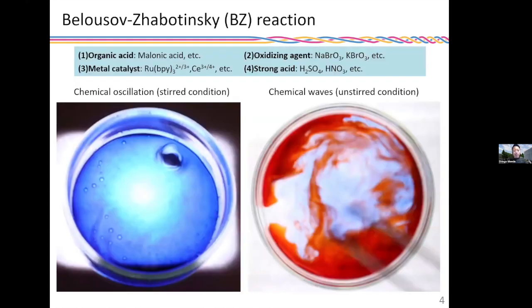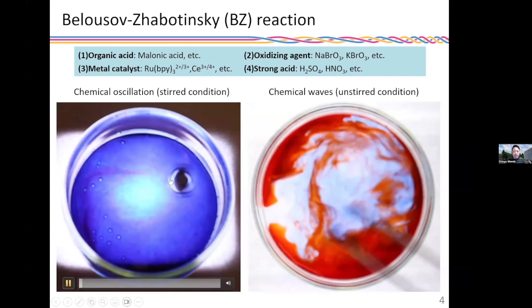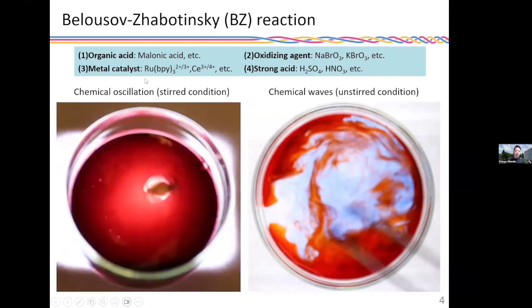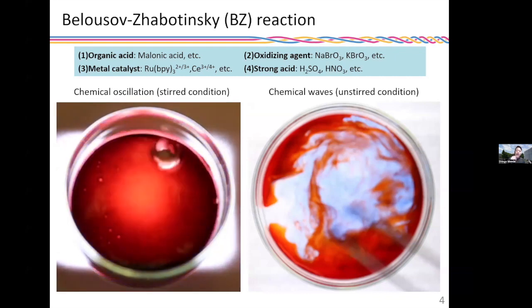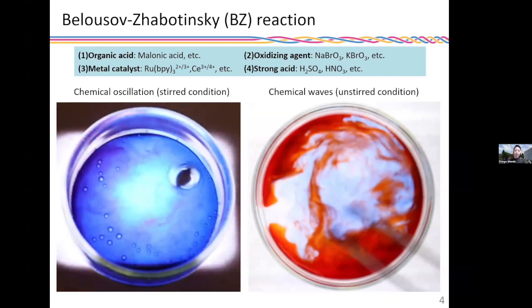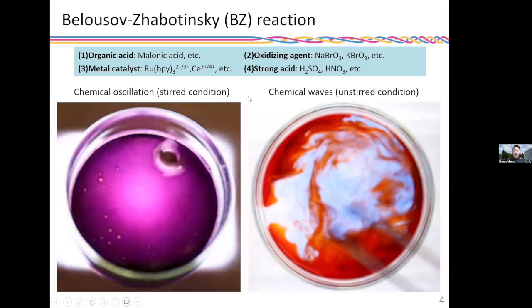So these are chemical reaction networks. I focused on the Belousov-Zhabotinsky reactions, which are called BZ reactions. You just mix organic acid, oxidizing agent, metal catalyst, and strong acid, and then we can see chemical oscillations. For instance, this is the chemical oscillation. Basically, the condition is stirred conditions, so you can see the periodic color changes of the metal catalyst.